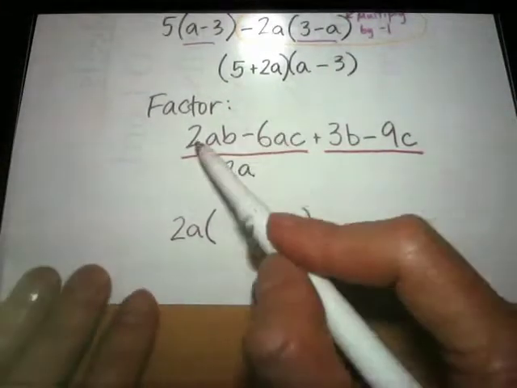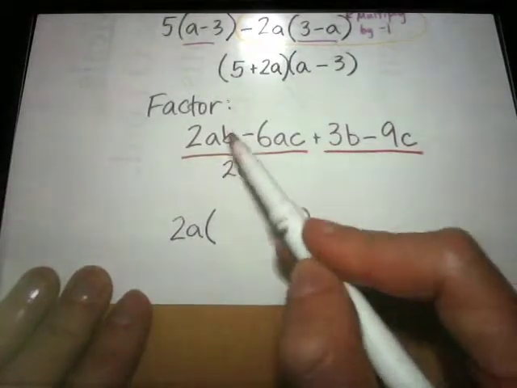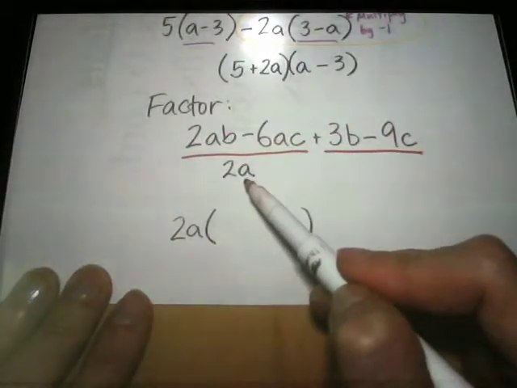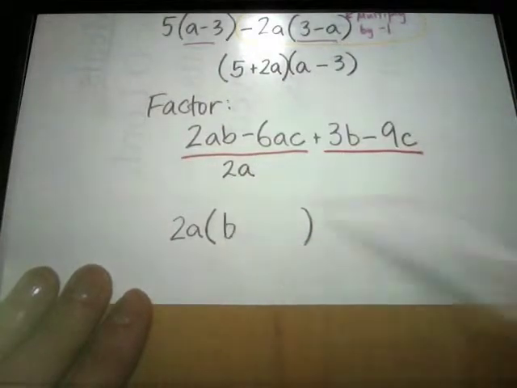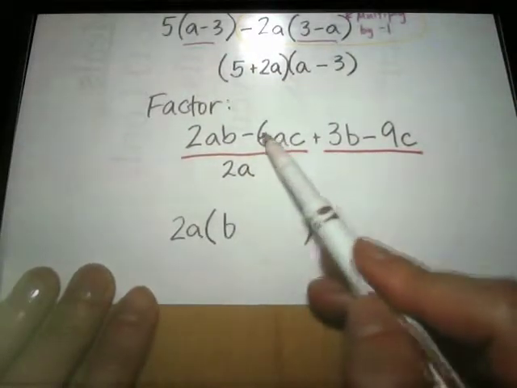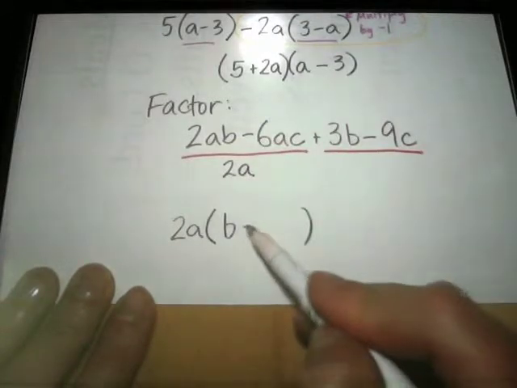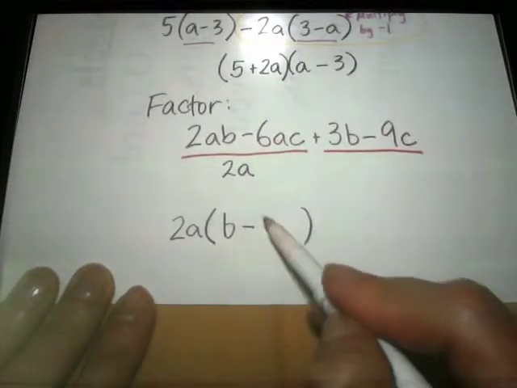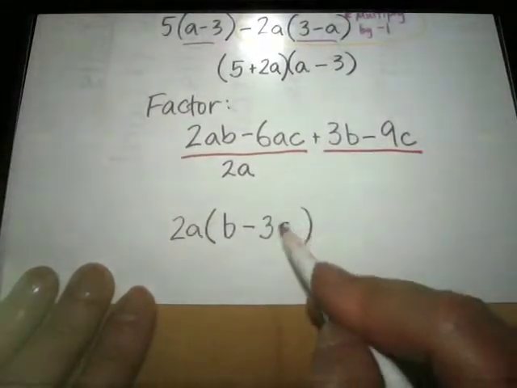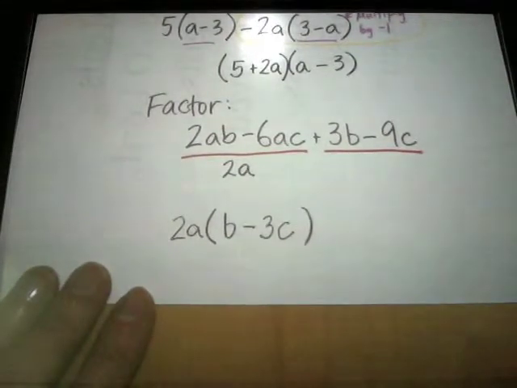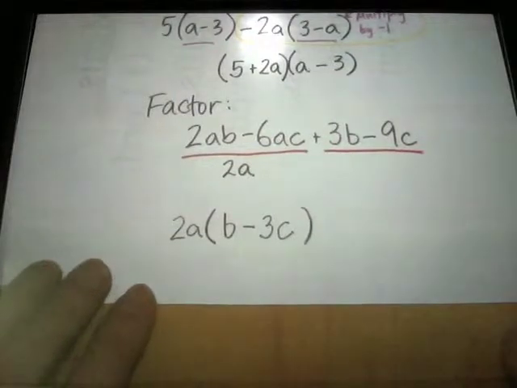When I divide it, 2 divided by 2 is 1. A divided by A cancels out. So really I could cancel the 2's and the A's. I'm left with a B. Let's do the next piece. Negative divided by positive makes a negative. 6 divided by 2 makes 3. A and A I could cancel out. And it leaves C. Everybody with me on that factoring?